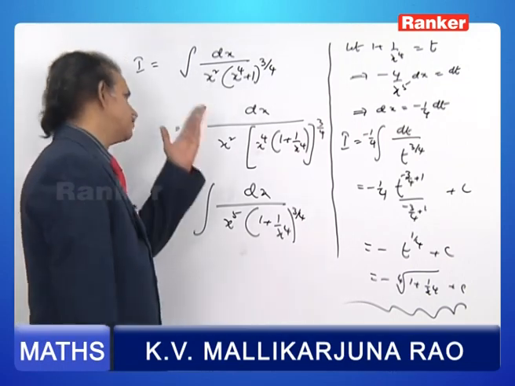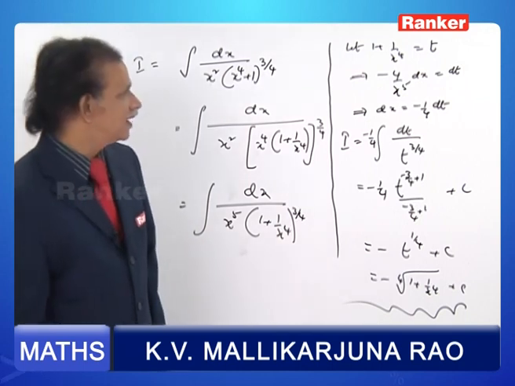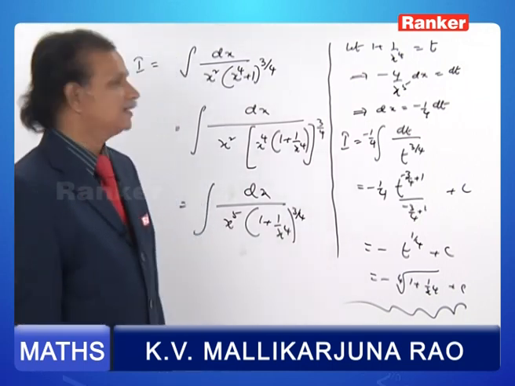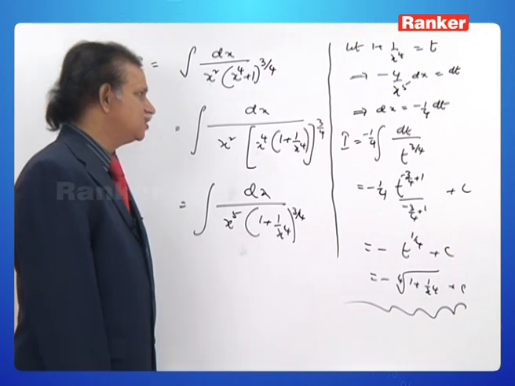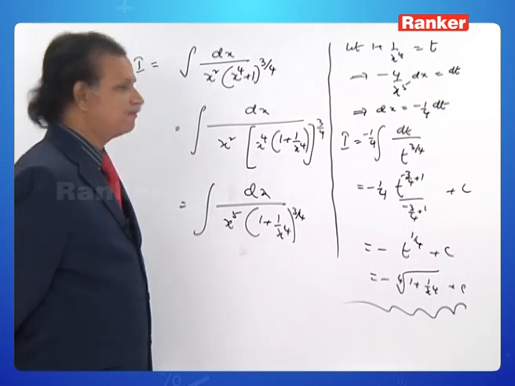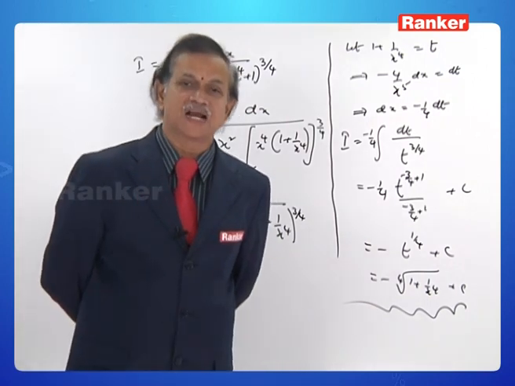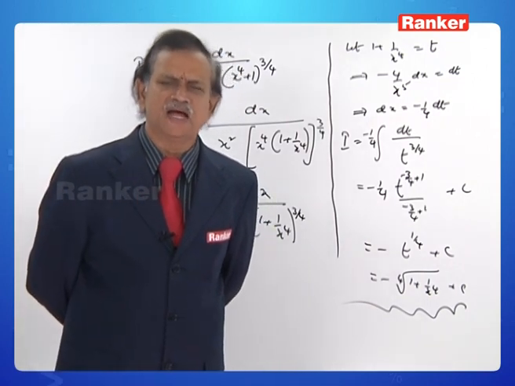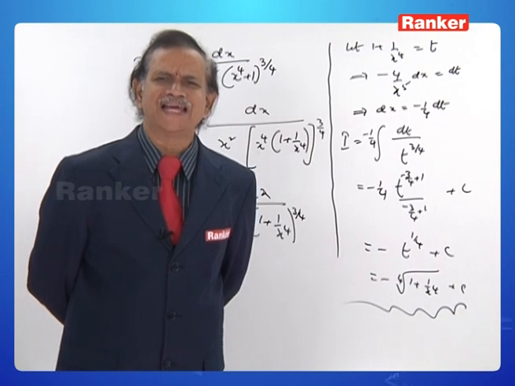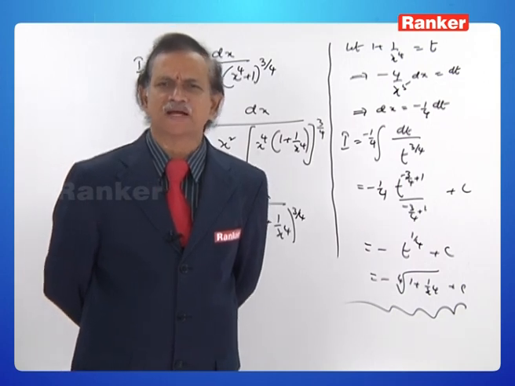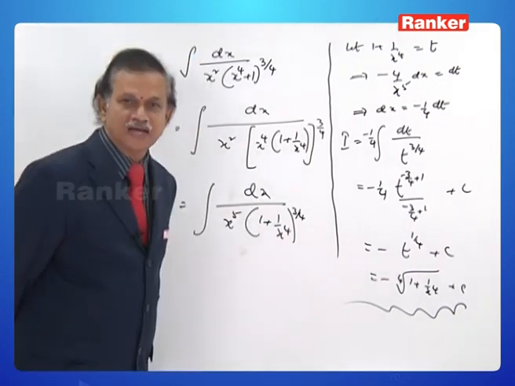So that we could have taken 1 plus 1 by x power 4 as t, so that minus 4 by x power 5 dx becomes dt. Hence dx is minus 1 by 4 dt, so that it is t to the power of minus 3 by 4 integral of, it can easily be done by integral x power n dx is nothing but x power n plus 1 by n plus 1. That's all. That is the answer.